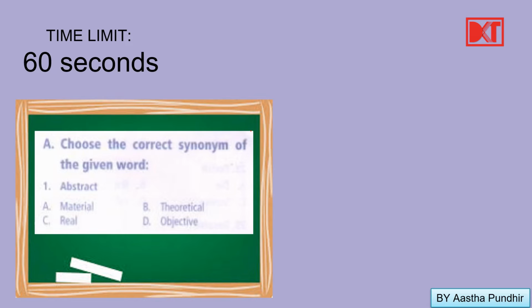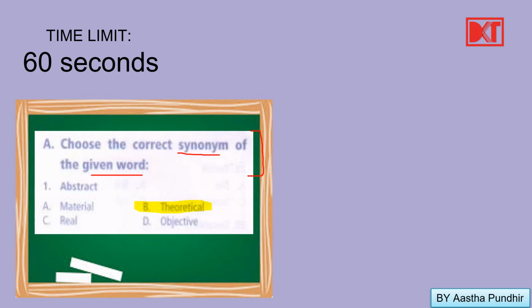Alright, now the category of question says, choose the correct synonym of the given word. Here we are given a word, and for that we will have to see from the options and choose the correct synonym. Alright, let's start. Now the first word here says abstract. So the options are A, material, B, theoretical, C, real, or D, objective. Now here the correct answer is B, theoretical.